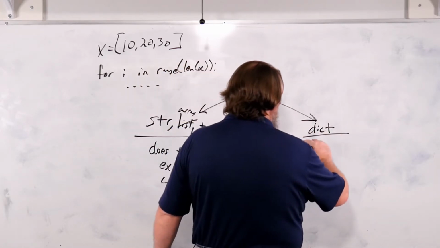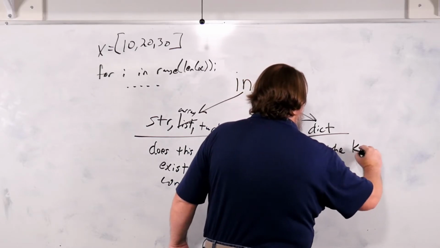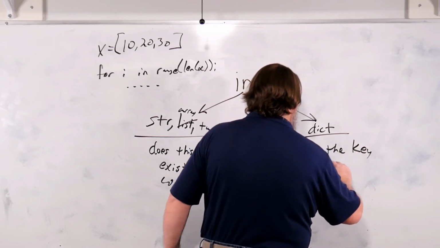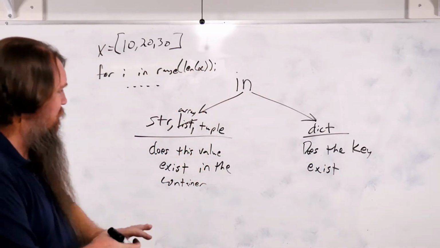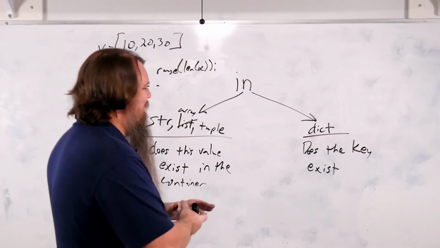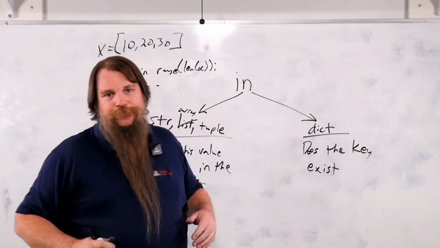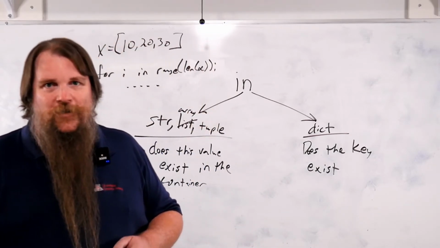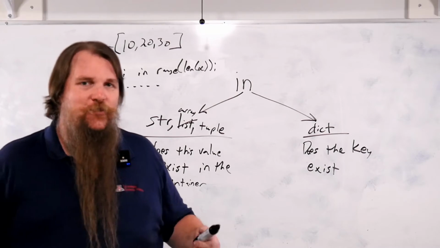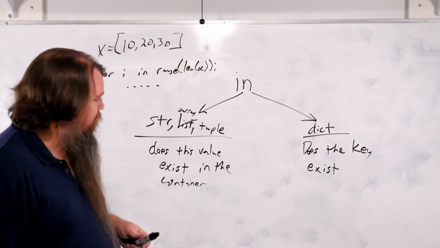This says, does the key exist? It doesn't search by values. And when we talk at the end of the semester, normally we have time to talk about the implementation of a dictionary. It's something called a hash table. When we get to the end of the semester, I'll tell you what a hash table is, or you can go look it up in Wikipedia if you want.